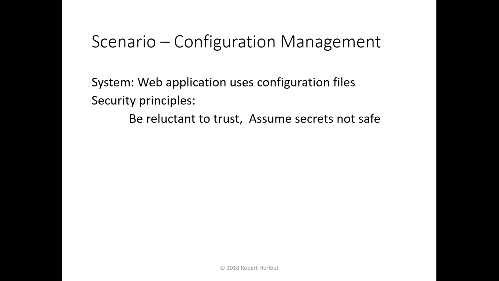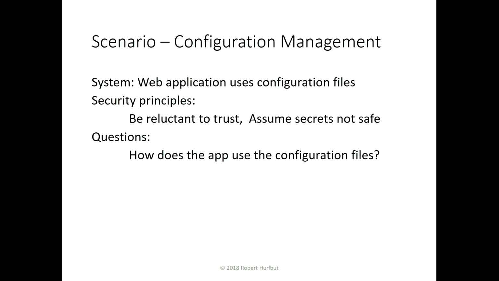Some security principles to think about is we want to be reluctant to trust and assume secrets are not safe. So questions that we might have is, how does this app use the configuration files? Now, I don't know about you, but how many of you have seen configuration files that have passwords in them? Yeah. And connections to services and other kinds of things and other maybe sensitive data. Yeah, absolutely. Well, okay, should all that stuff be in there? Should it be protected? What's going on here?